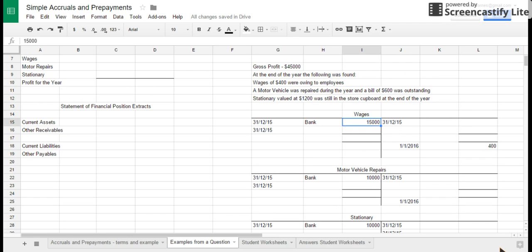All right, what we're going to do next is look at what we're going to do with the accruals and prepayments. Well, the first one is the wages, and for the wages, $400 is owing to employees. So that should have been an expense for this year. So it's going to go on the debit side as an accrual carried forward. And because there's a carried forward, we're also going to have to bring in an accrual brought forward.